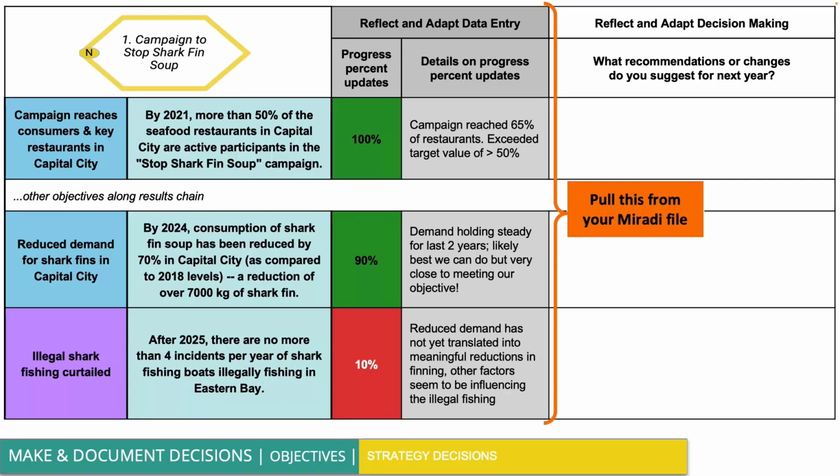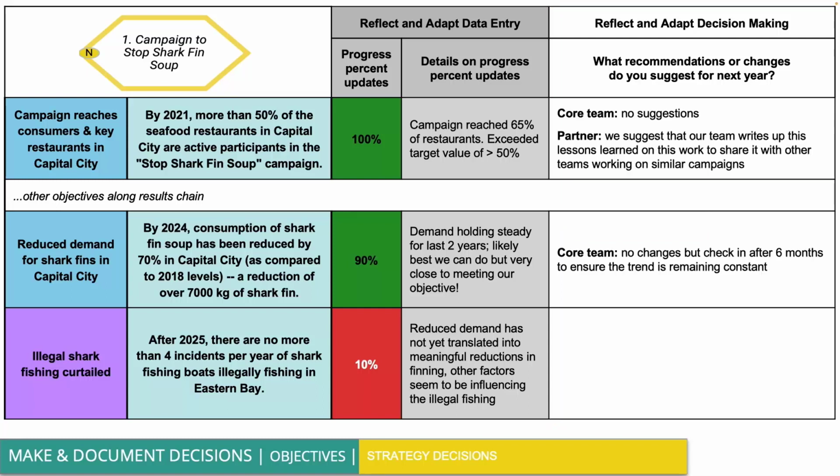In Module 4, you also tracked your results progress and progress percent updates for your objectives. Pull that data from your Marathi file either as an exported table or formatted Excel or Google spreadsheet of your choice. Go through the same process you did for your activities and decide what to change based on the detailed data you have on your percent progress. The team hasn't suggested changes for the first two objectives as they've achieved their objectives, but they have suggested sharing their learning around this work.